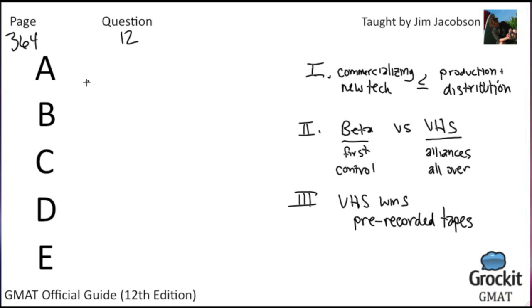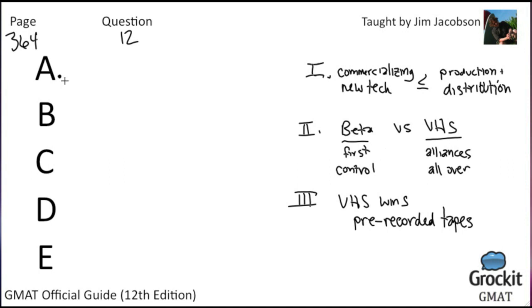So let's get going. Question number 12. The passage is primarily concerned with which of the following? So we are getting our main idea question first, and primarily it was about what was mentioned in our notes, that how we have an example of emphasizing the production and distribution of a product being more successful than simply being the first one to the market and commercializing the new technology.